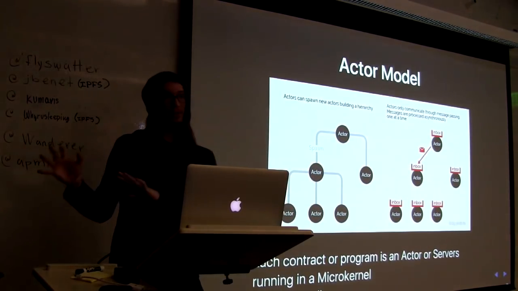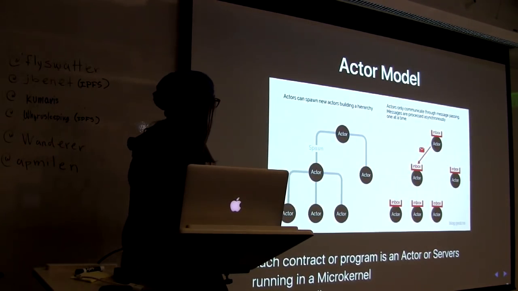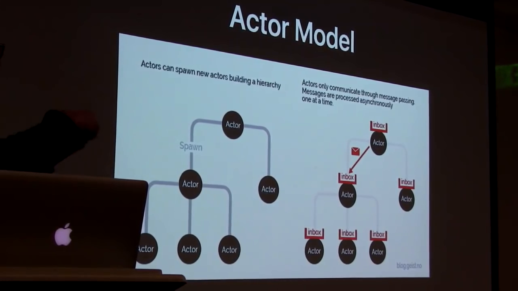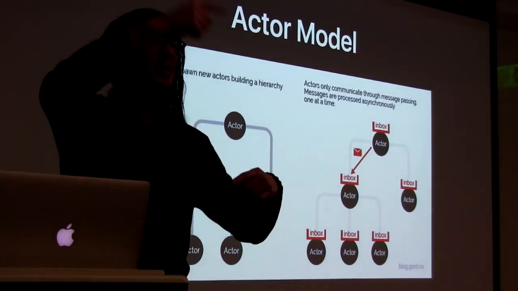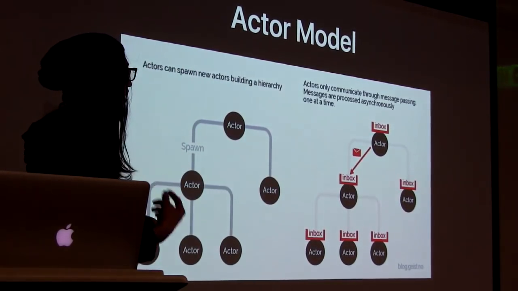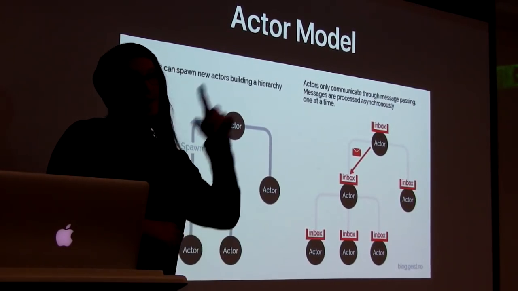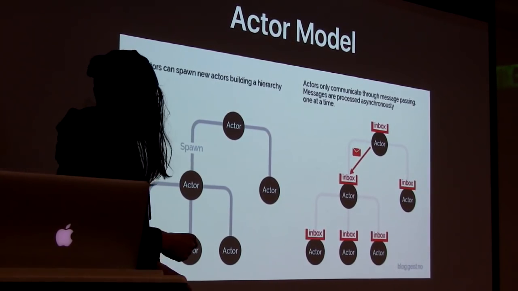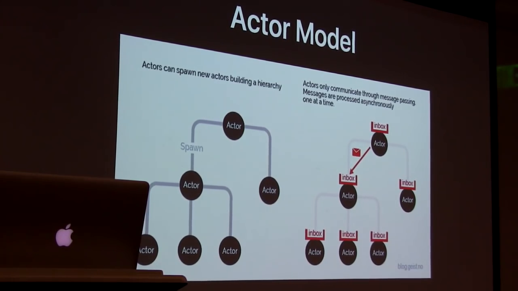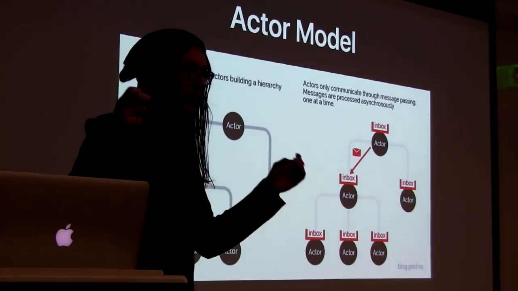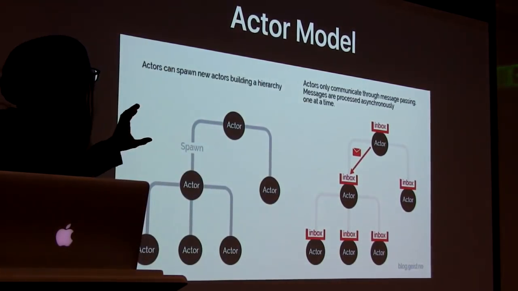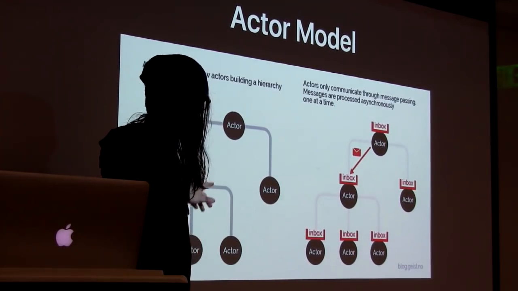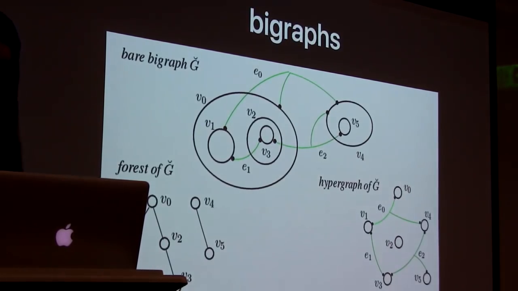Okay, so jumping a little bit again, and we're going to come back. It will make sense. Actor model. Actor models are really cool. Actors are these little programs that run, and they get messages in their mailbox. When they get the messages, they respond and process the message, and they can spin up other actors, and they can send messages to other actors via channels. Right? So I think that each contract or program is an actor or server running in a microkernel framework. The reason the actor model is really nice in this environment is because each actor is a natural spot to build the sandbox around.